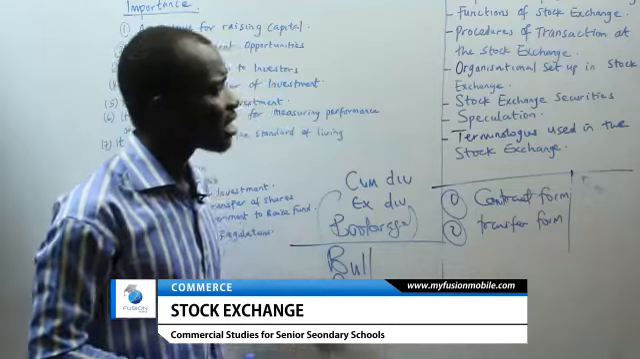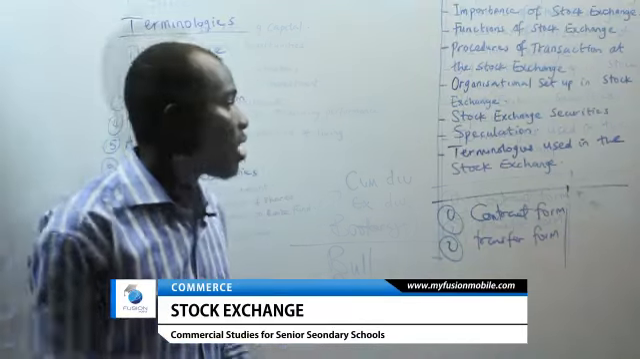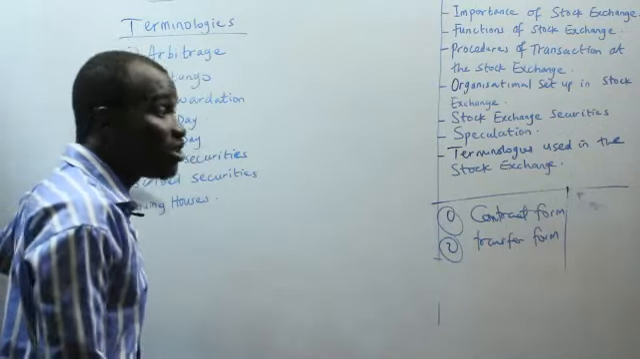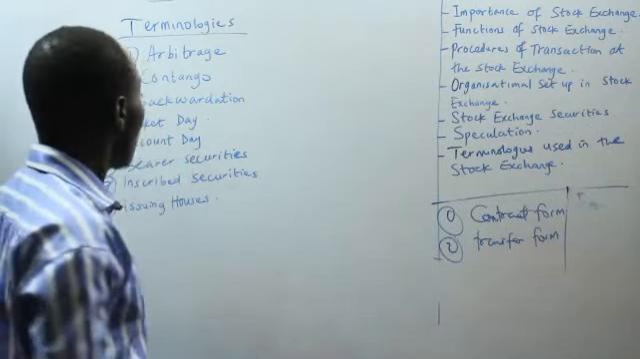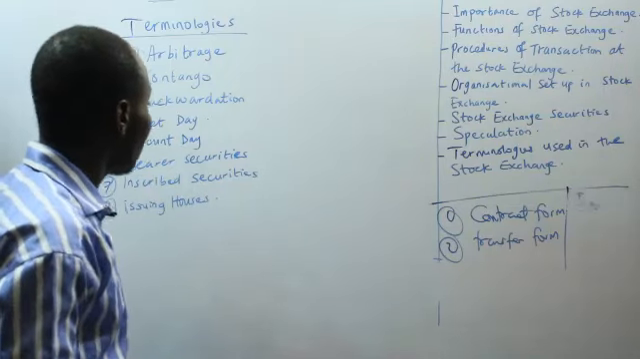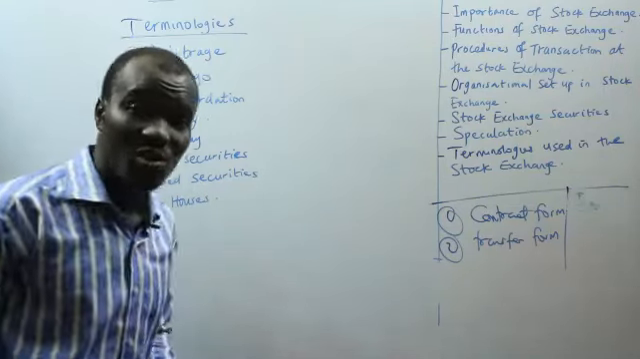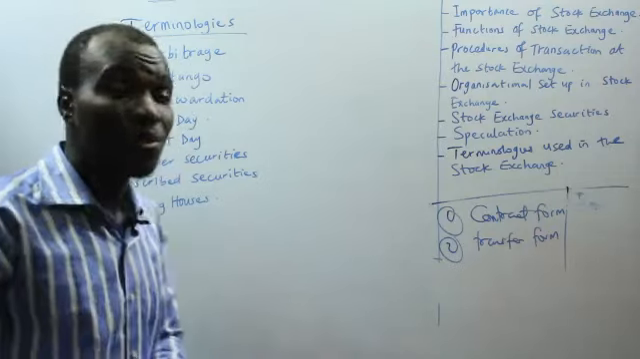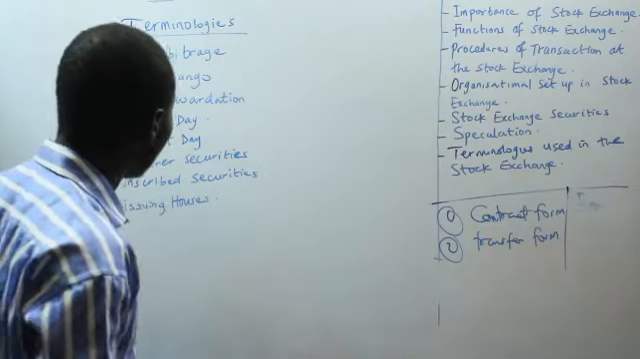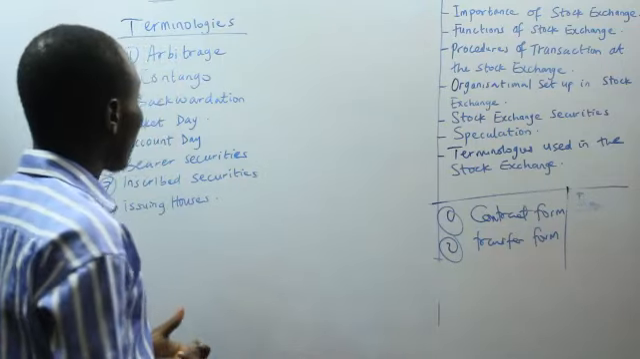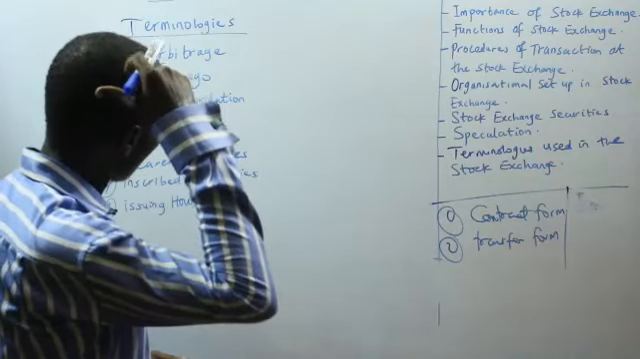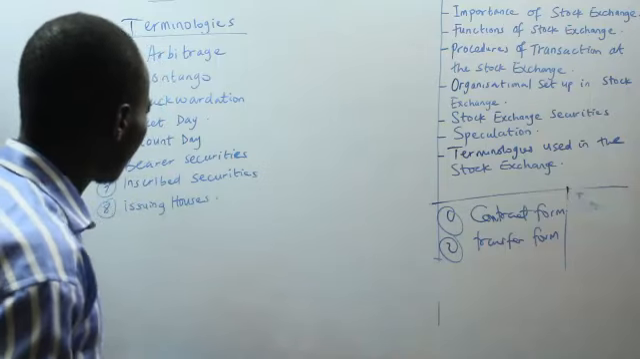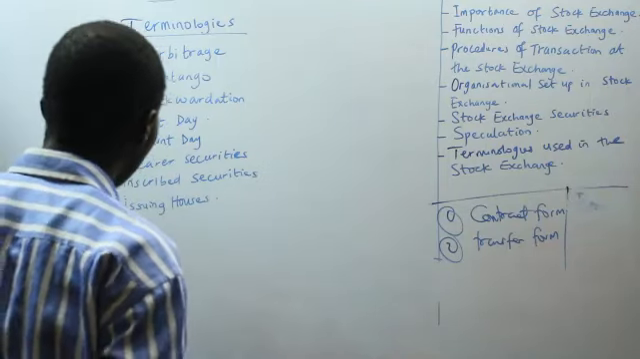Now the next thing we are going to look at is terminologies used in the stock exchange. We have different terminologies used. We have arbitrage, counter go, backwardation, ticket day, account day, bearer securities, inscribed securities, and thereafter we have issuing houses.